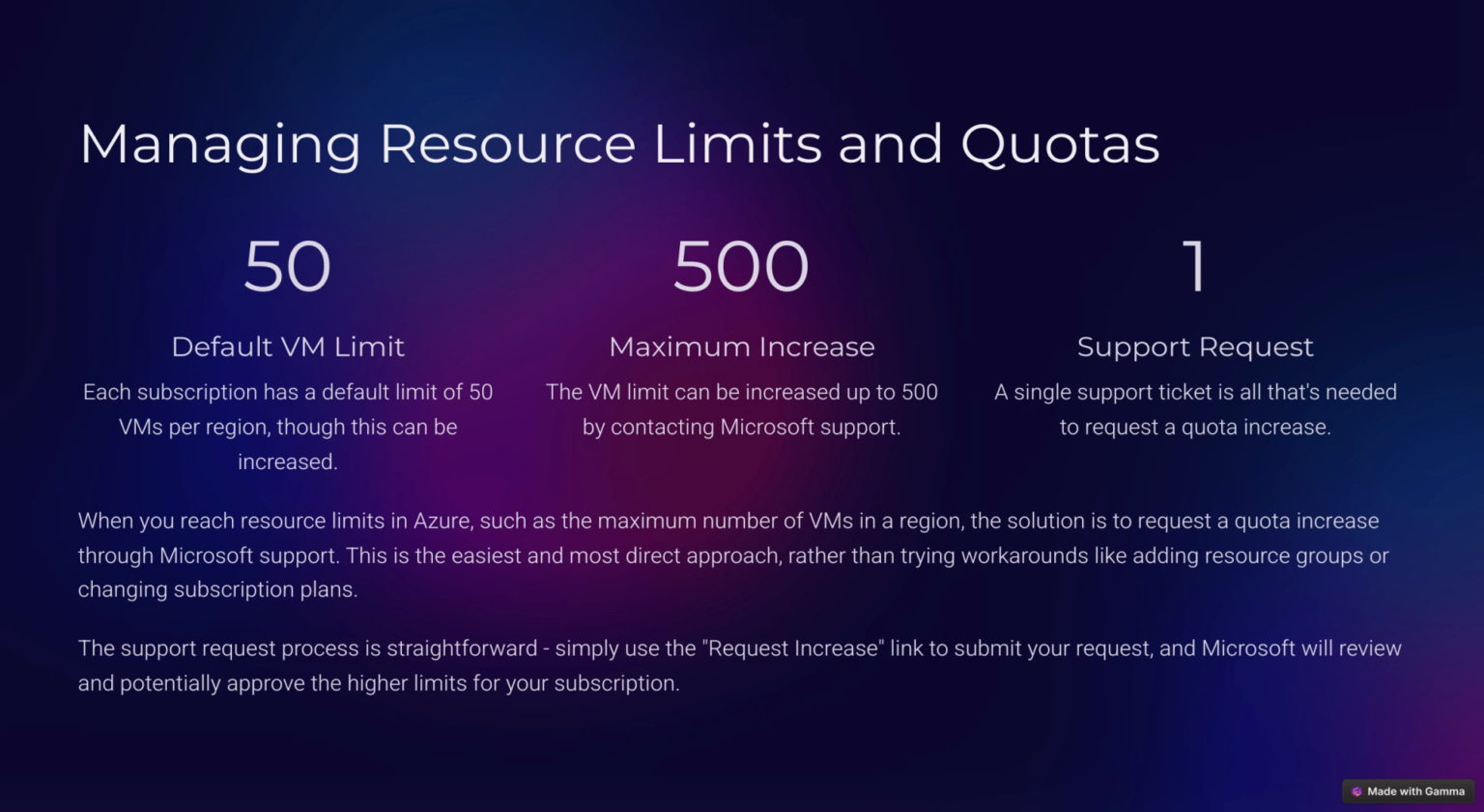Exactly. But they also make the point that these limits can be increased. So you hit that limit of 50 VMs, you can contact Microsoft support. They can bump you up, in this case, to 500. And you usually just need a single support ticket. Yeah, it's pretty straightforward, and that's the recommended approach. They really emphasize, when you hit these limits, don't try to get all hacky and work around them. Just request a quota increase. It's the clean, supported way to do it. And it's really not that complicated. There's usually a link right in the portal, request increase. You click it, you fill out a form, and they take care of it.